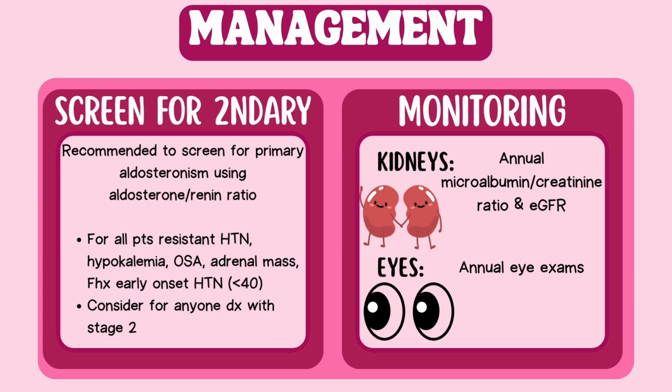Monitoring includes monitoring of the kidneys and the eyes, most importantly, because hypertension can put a strain on both of those. So we monitor the kidneys through an annual microalbumin creatinine ratio and EGFR. The microalbumin creatinine ratio is a very early indicator of kidney disease, and you will see elevations in that before you are likely to see a decrease in your EGFR. And lastly, we recommend annual eye exams to assess for any changes behind the eye due to increased blood pressure.